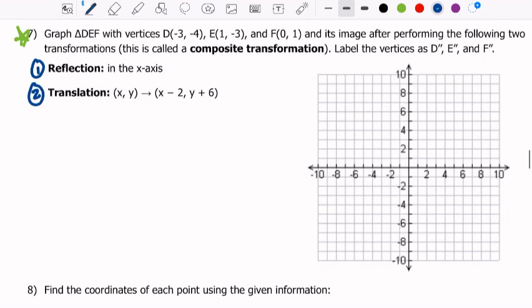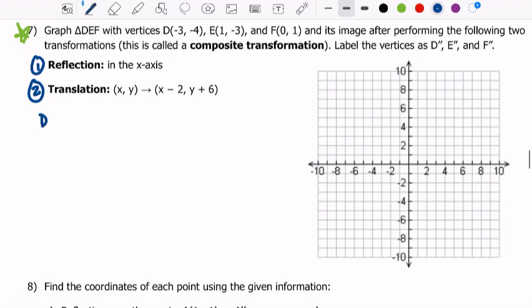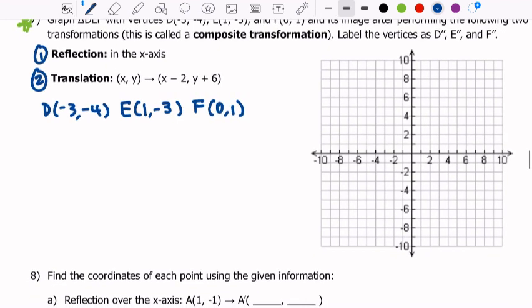So doing transformation number 1, I'm just going to write out my points. D is at -3, -4. E is at 1, -3. And F is at 0, 1. Those are our original points. So first, let's go ahead and we're going to do our reflection. Okay, and I see that that's my reflection in the x-axis, and so I could use my graph. I personally prefer to use my rules.